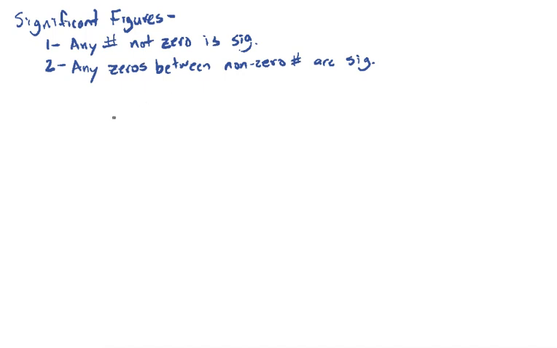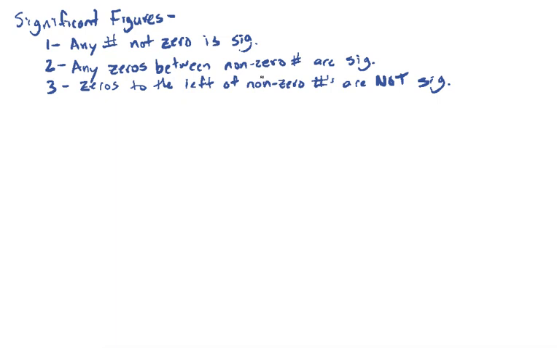The third rule is that zeros to the left of non-zero digits are never significant. So zeros to the left of non-zero numbers are not significant.